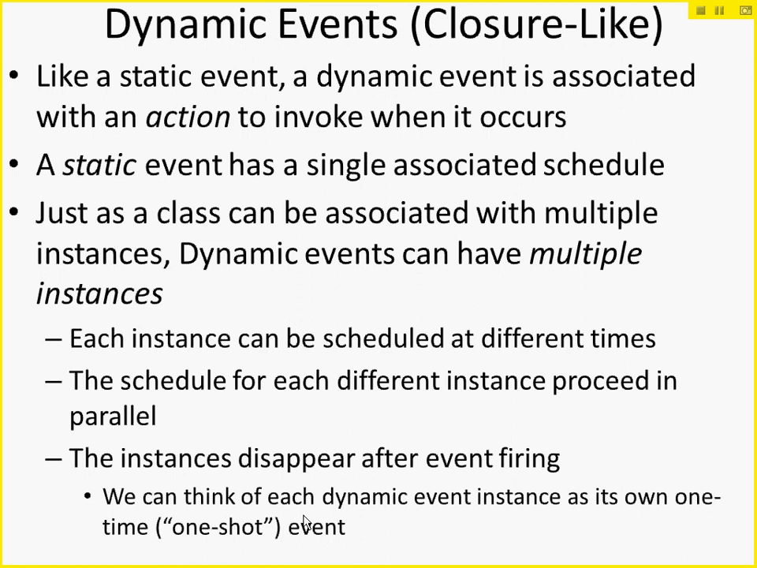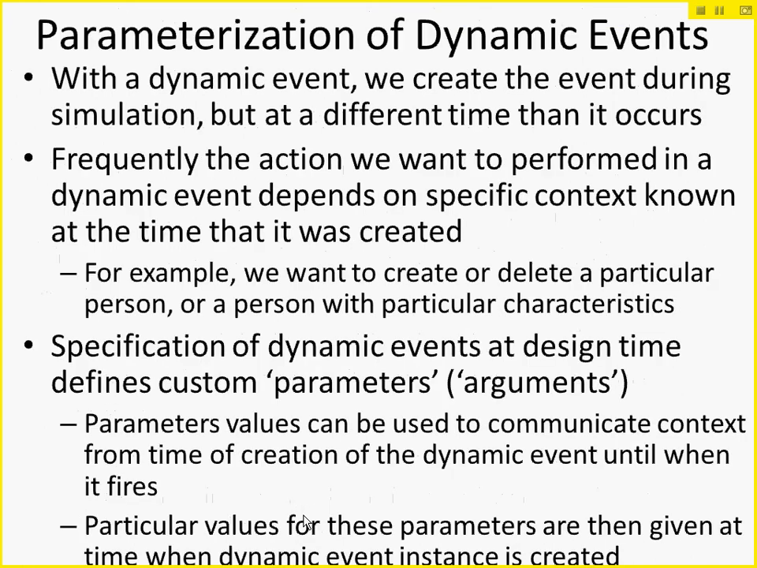Okay, so the idea here is with an event, just as with a class, we parameterize it. So when we have a class, each instance of that class might be a person, and each person might have a different age, a different sex, a different level of education, etc., associated with it. We call that parameterizing that class. With a dynamic event, we use the same basic strategy. It's associated with some information that allows it to do a very particular job, some contextual information. And that information is defined when the event first comes into existence, and it remembers that information until the job is done. And at the time it goes off, it uses that information to do its job.